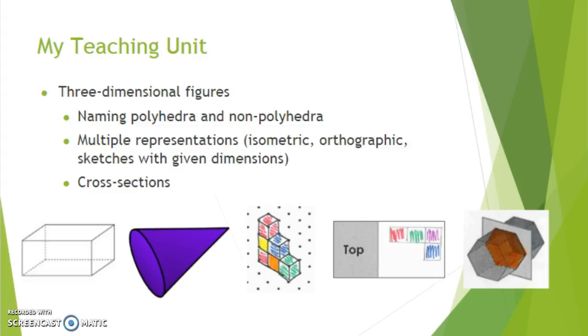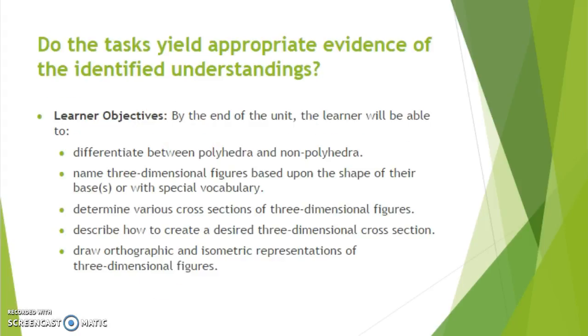In this unit, I also taught my students how to draw multiple representations of three-dimensional figures, such as the isometric and orthographic drawings, which is the third and the fourth picture at the bottom of the screen there. And then I also taught my students about cross sections, which is when you take a three-dimensional shape and you cut through it with a two-dimensional plane and the two-dimensional shape that results from it.